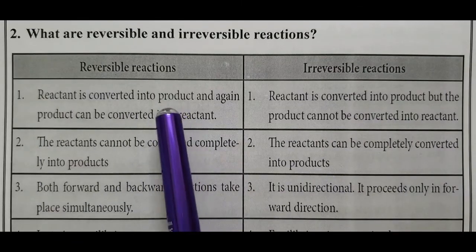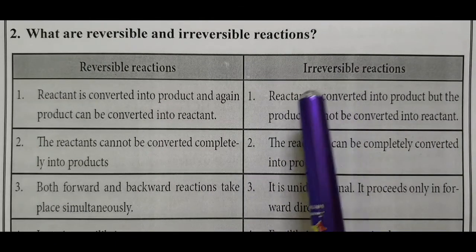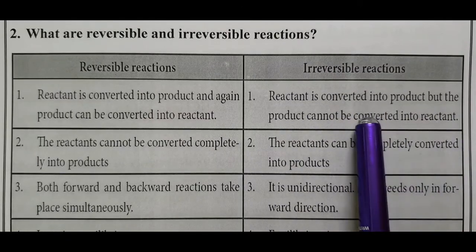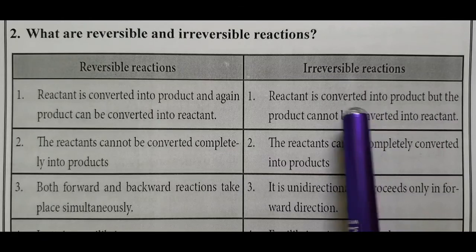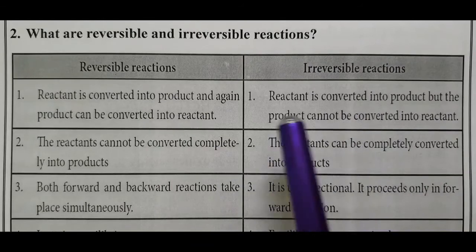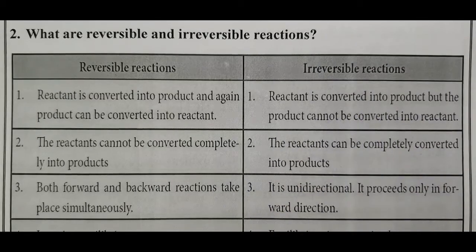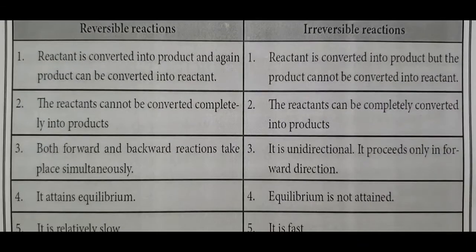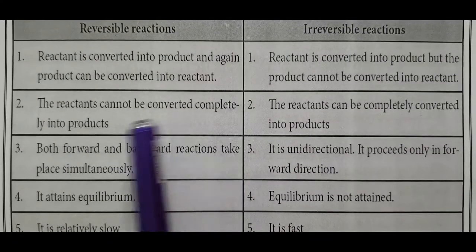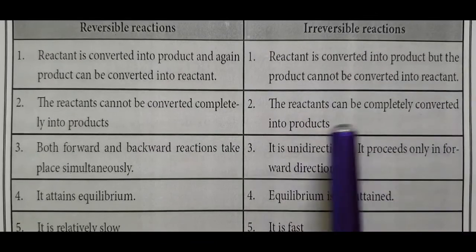Forward and backward reaction takes place. Irreversible reaction: reactant is converted into product, but the product cannot be converted into reactant. The reaction takes place in only one direction. After 5 or 10 minutes, the reaction goes to completion. They never go back in the reverse direction. In reversible reaction, the reactants cannot be converted completely into the product. In irreversible reaction, all the reactants can be completely converted into the product.